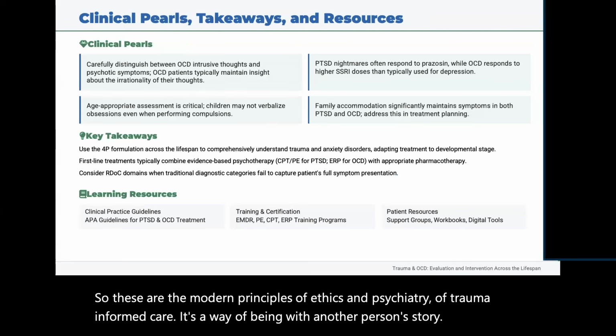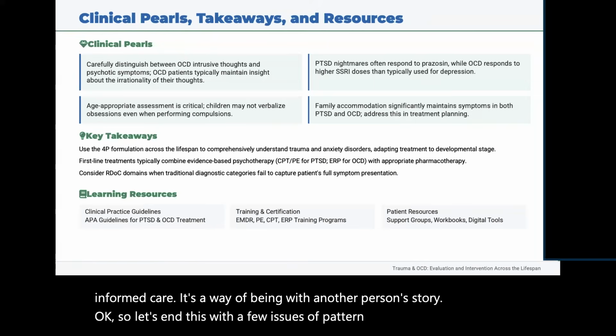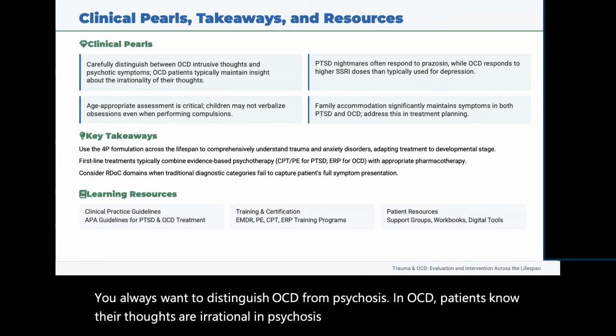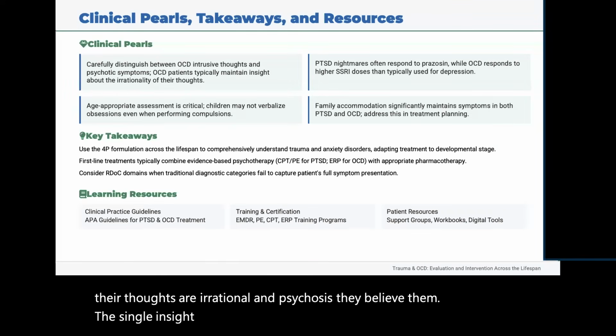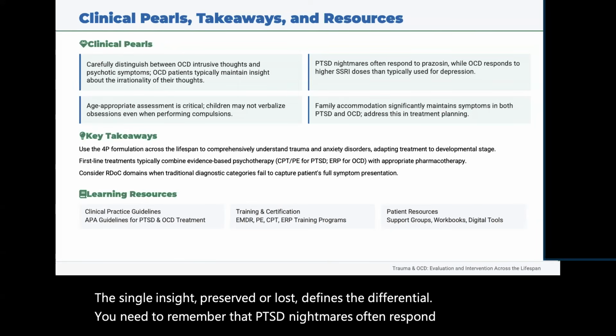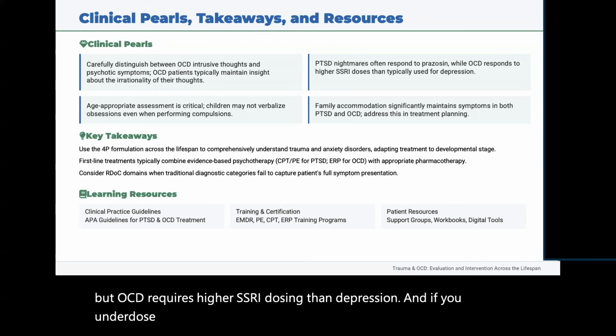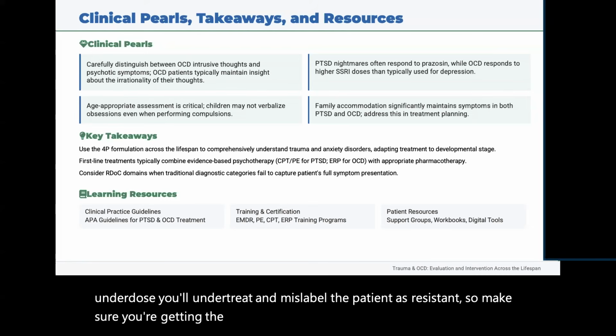Okay, so let's end this with a few issues of pattern recognition. First, you always want to distinguish OCD from psychosis. In OCD, patients know their thoughts are irrational. In psychosis, they believe them. The single insight, preserved or lost, defines the differential. Second, remember that PTSD nightmares often respond to prazosin, but OCD requires higher SSRI dosing than depression. If you underdose, you'll undertreat and mislabel the patient as resistant. So make sure you're getting the dosage right when the time comes.